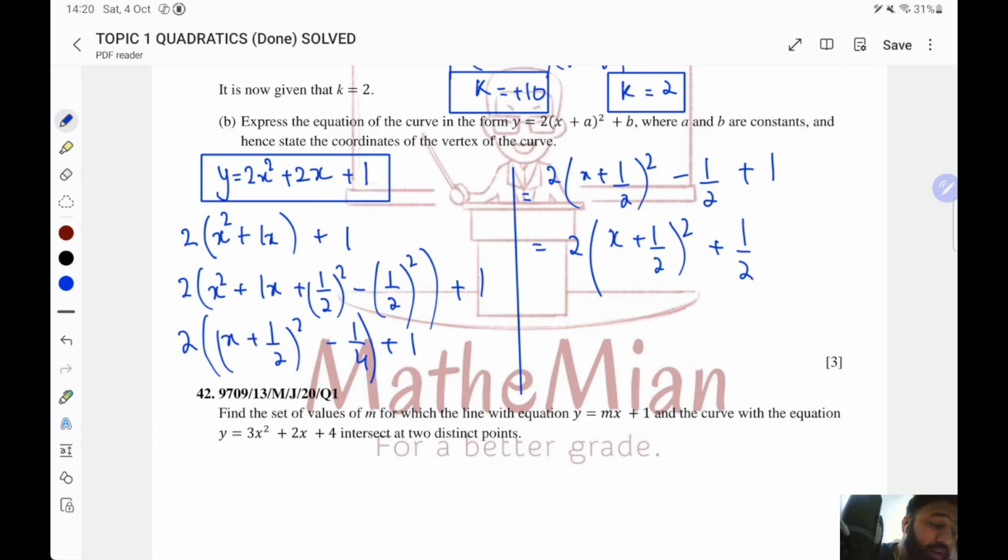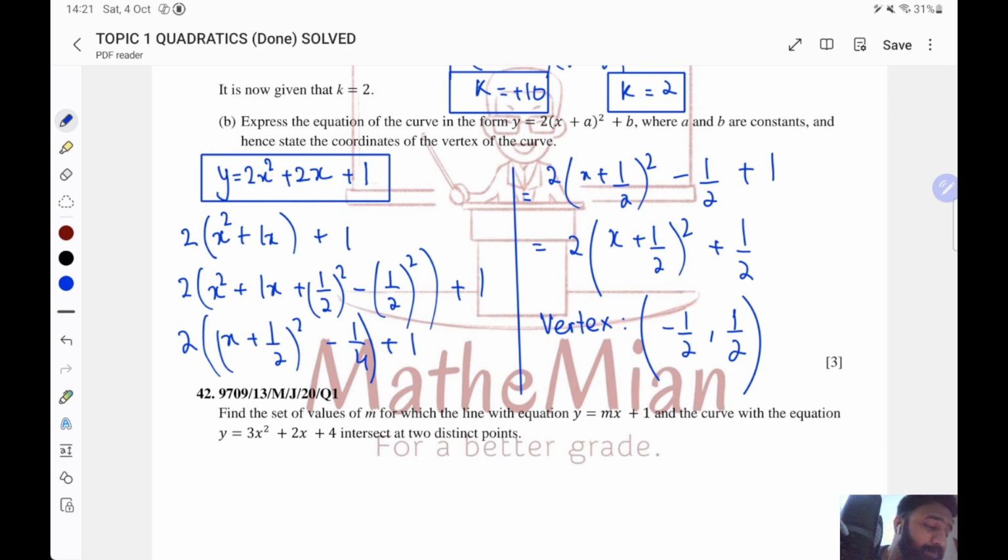Now, hence state the coordinates of the vertex. The vertex or the turning point coordinates are both found from the completed square form, which will be minus 1 by 2. This portion is going to give you the x coordinate. When you substitute this thing equals to 0, you will find the value of the x coordinate from here. And similarly, the one written at the end is always going to be the y coordinate of the turning point. So these are going to be the coordinates of the turning point or the stationary point or the vertex.